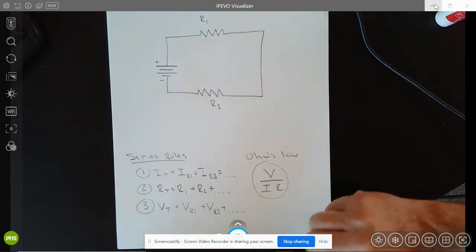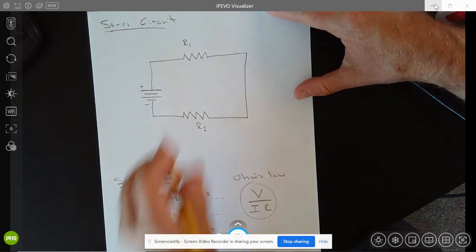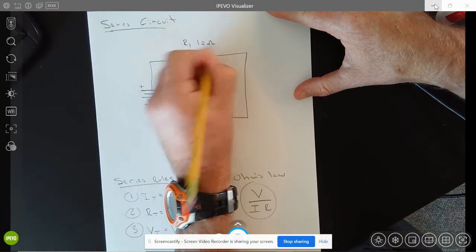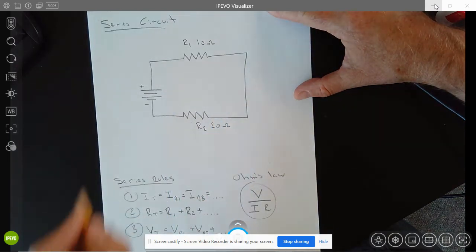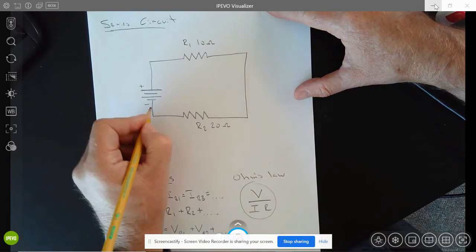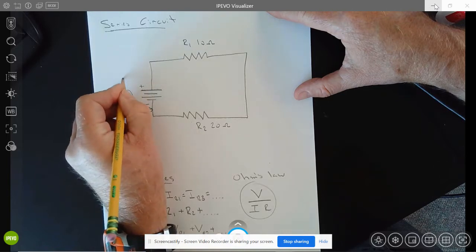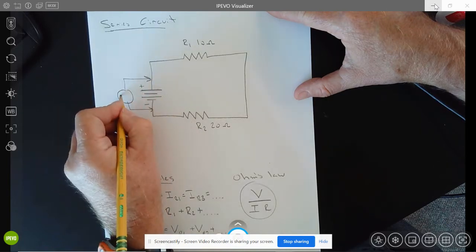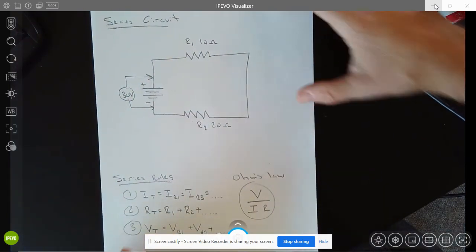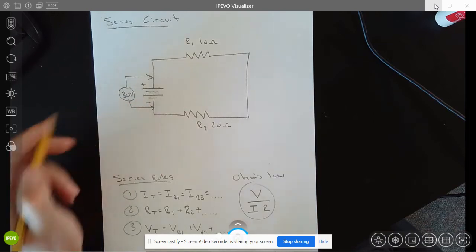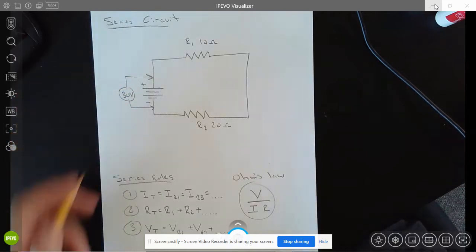So now let's apply some values to this and see how to solve it. Let's say that resistor 1 is 10 ohms and resistor 2 is 20 ohms, and my voltage is 30 volts. I tend to draw that as kind of a circle around wherever I have it. So that means I have 30 volts across the battery. The potential difference is 30 volts.